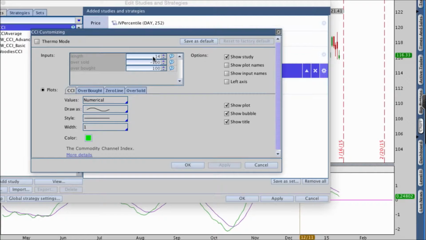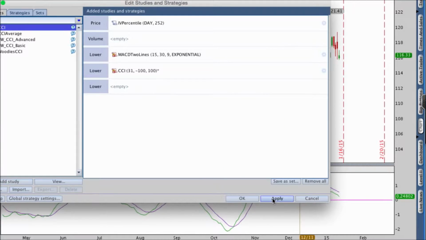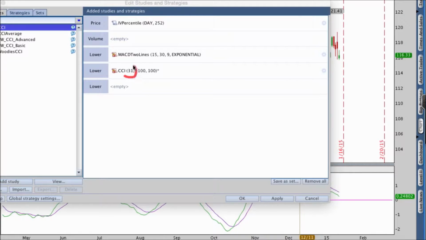The length of CCI is similar to MACD in that it judges time frames in the past. It's currently set at 14, and we're going to widen this out to 31. What that does by widening it out to 31 is just take in more data and give us a smoother transition. So if you have a 14-day setting on your CCI, you're going to get a lot of signals because it's based on data going back and forth about 14 days.